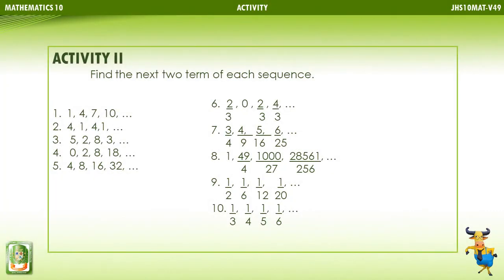Activity 2. Find the next term of each sequence. 1. 1, 4, 7, 10. 2. 4, 1, 4, 1. 3. 5, 2, 8, 3. 4. 0, 2, 8, 18. 5. 4, 8, 16, 32. 6. 2/3, 0, 2/3, 4/3. 7. 3/4, 4/9, 5/16, 6/25. 8. 1/4, 9/4, 1/27, 28,561/256. 9. 1/2, 1/6, 1/12, 1/20. 10. 1/3, 1/4, 1/5, 1/6.